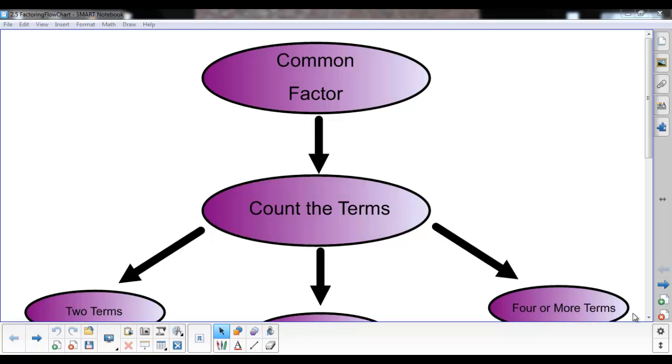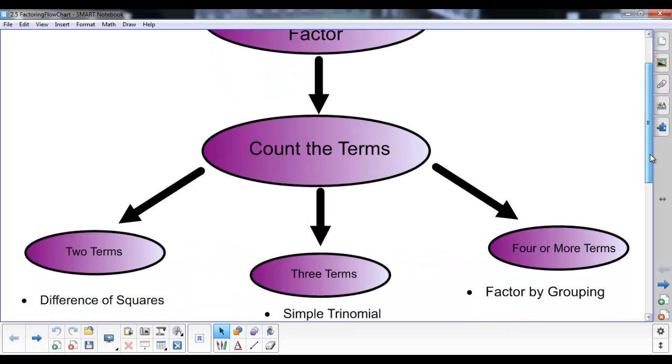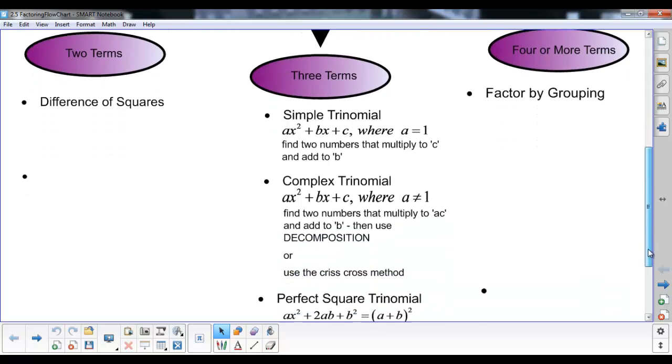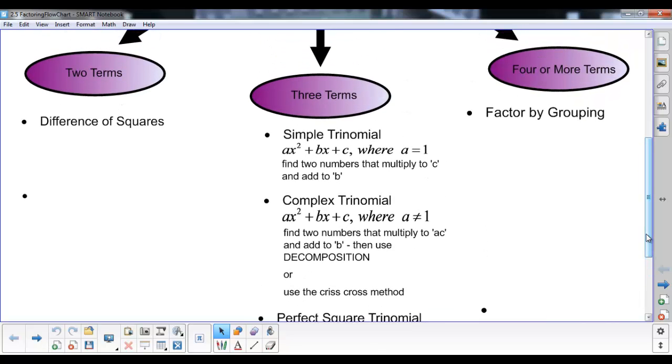So all we're going to do today is review that factoring flowchart that I showed you in the last unit. Remember, the first thing that you do when you're factoring is you always check for a common factor. And then when you've done so, you want to count the number of terms. When there are two terms, we already discussed that we can do the difference of squares. When there are three terms, we can check to see if it's a simple trinomial, a complex trinomial, or a perfect square trinomial. And finally, if there are four or more terms, we always did factor by grouping.